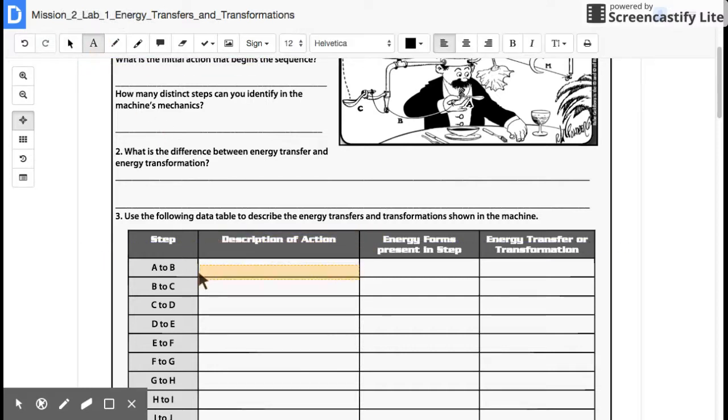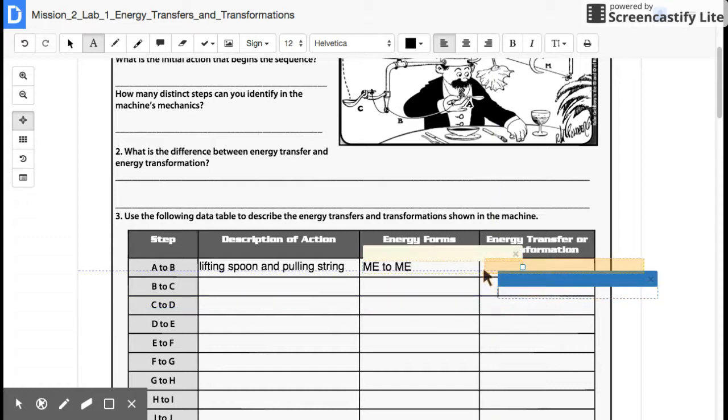So the first one, you can see what is happening here is he's lifting a spoon and pulling a string. So I'd put something along those lines in here. The energy forms present, it's fine if you abbreviate, let's just make sure you are consistent with it. So that would be mechanical energy to the movement of the string or the pulling of the string, which is still mechanical energy. So that'd be staying within the same boundaries.